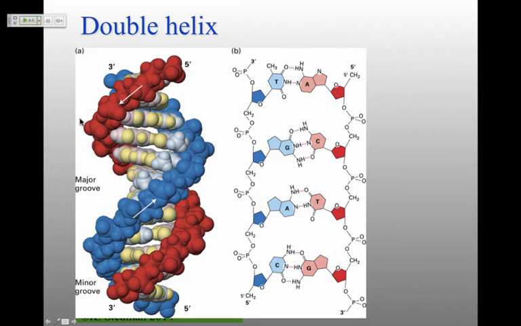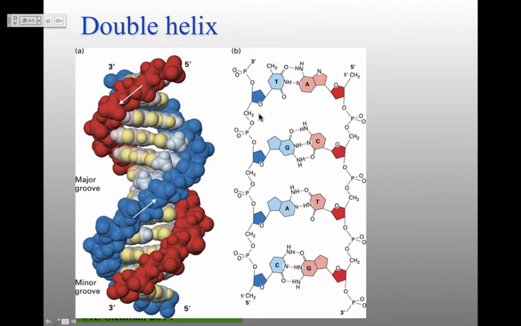And the important thing about the major groove, and you can actually see that here, is the way this image is drawn over here on this side in B, that's your major groove. That's where most of the chemical information is between your base pairs. The minor groove has much less chemical information in it. So you can read the sequence of your DNA by just looking at what's in the major groove here.